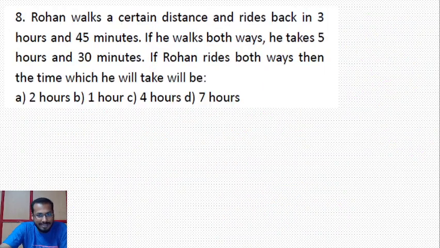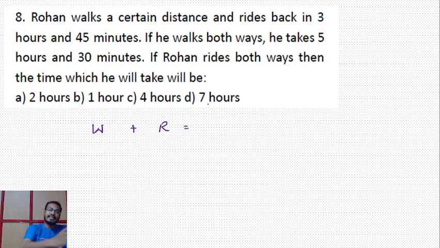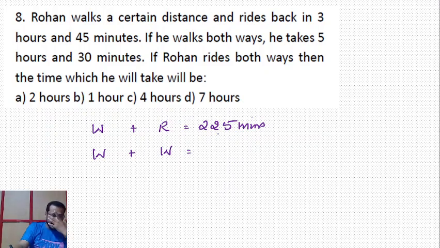Just calculations. Right, and for the next question, look at this. Rohan walks a certain distance and rides back in 3 hours 45 minutes. Just write directly the minutes. 3 hours is 180 minutes plus 45, so 225 minutes. Right? If he walks both ways, what happened? It takes 5 hours 30 minutes. 5 hours, 5 sixes are 30, so 330 minutes, right?